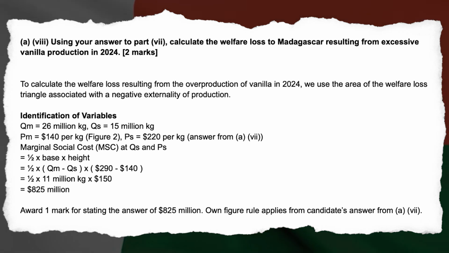Identification of variables. QM equals 26 million kilograms. QS equals 15 million kilograms. PM equals $140 per kilogram, Figure 2. PS equals $220 per kilogram. Answer from A7. Marginal social cost at QS and PS equals 1/2 times base times height equals 1/2 times 11 million kilograms times $150 equals $825 million. Award 1 mark for stating the answer of $825 million. Own figure rule applies from candidate's answer from A7.